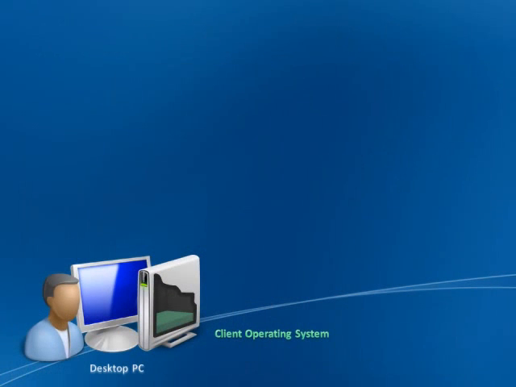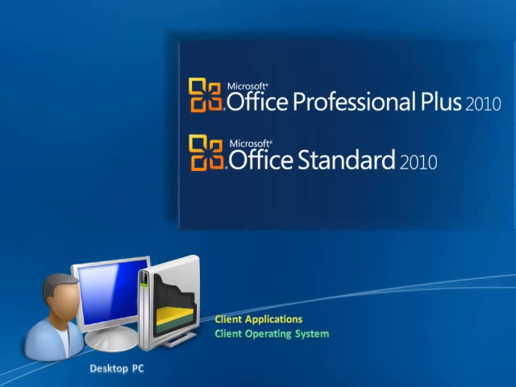So we've talked about the fact that Ewan needs this client operating system to make his computer work when he actually turns it on. But that's not really good enough. Once he's at work, he'll need to be working on his Word documents, his Excel spreadsheets. So what else does he need running? Well, he needs client applications. And the client applications at the moment are Office 2010.